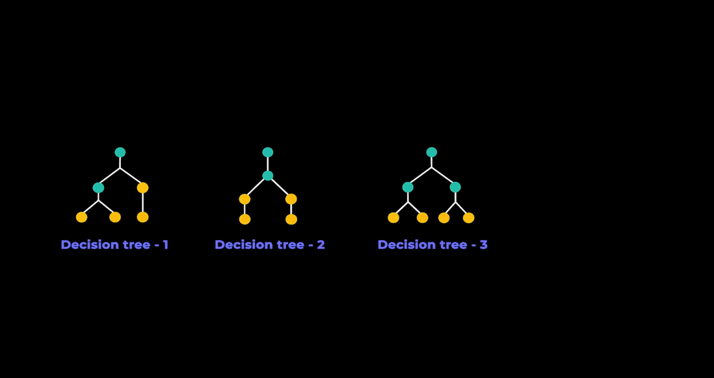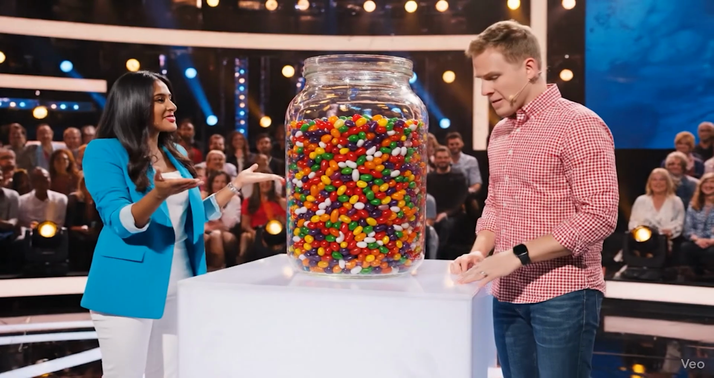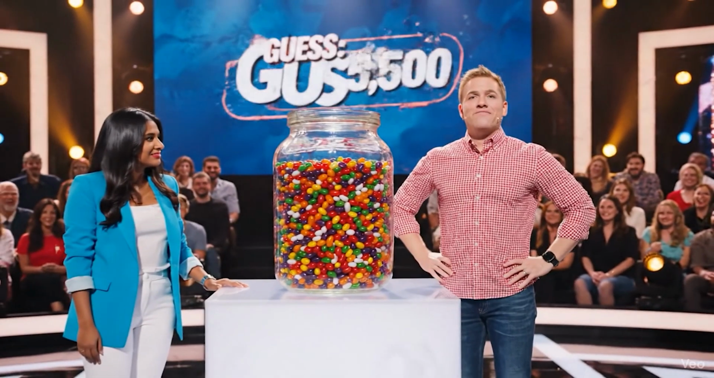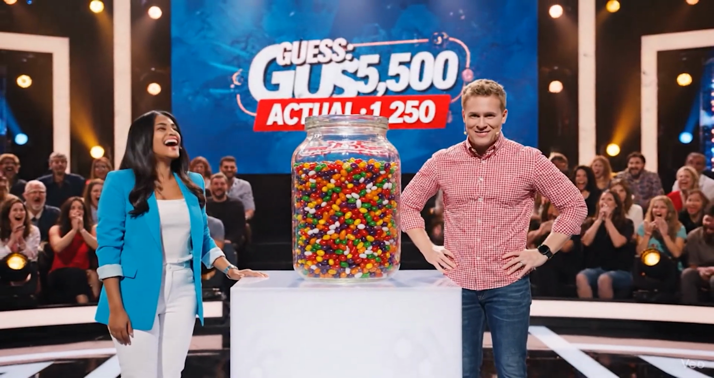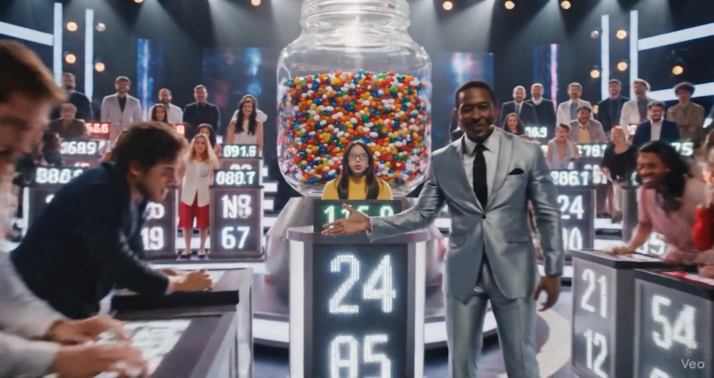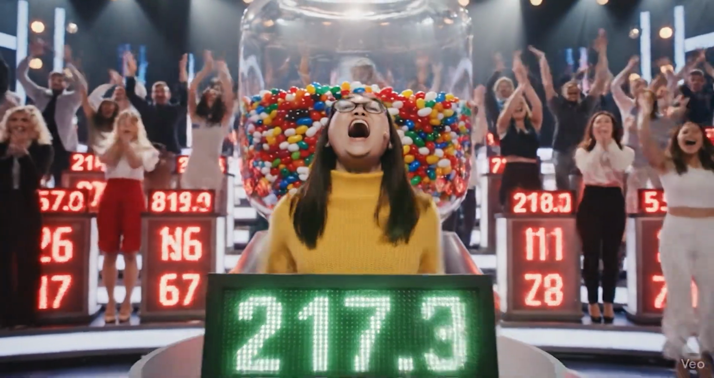We stop relying on one tree and we build a forest. The intuition here is the wisdom of the crowd. Imagine asking one person to guess the number of jelly beans in a jar. They may be way off. But if you ask 100 people and then average their guesses, the answer is usually shockingly accurate. A random forest does exactly this.